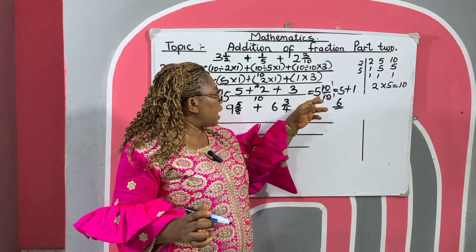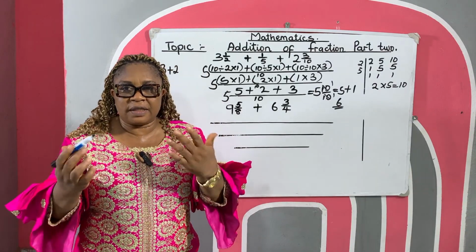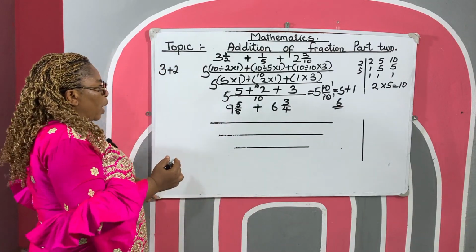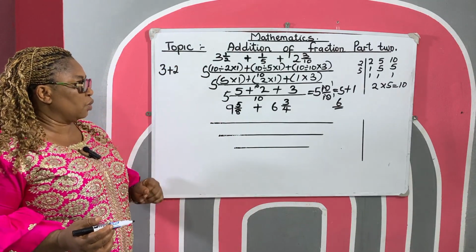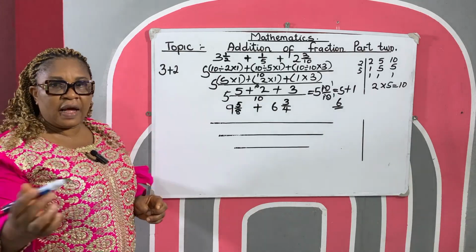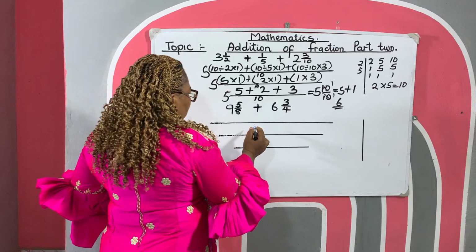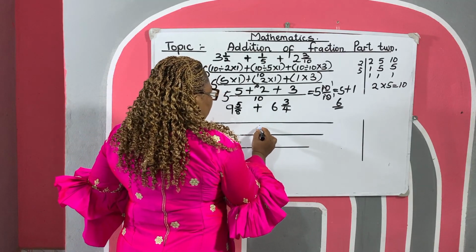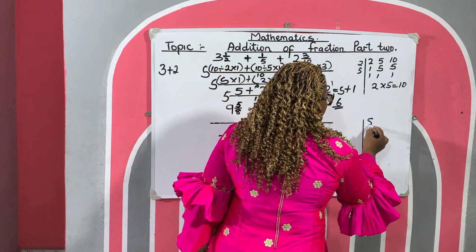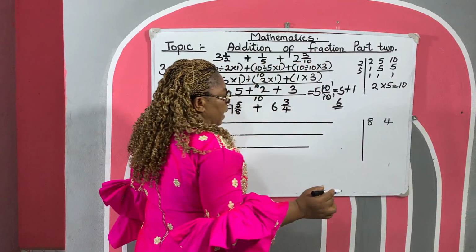1 whole number plus that 5 whole number, we get 6. Okay. We are going to the second one. Look at the second one. The LCM for the second one is 8 and 4. Let's find it.